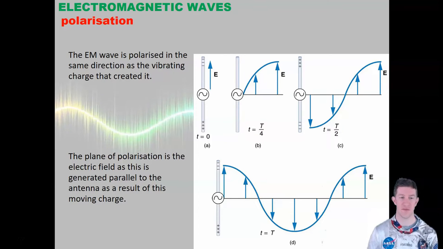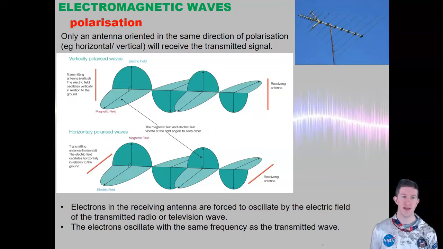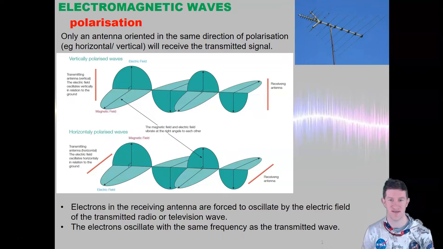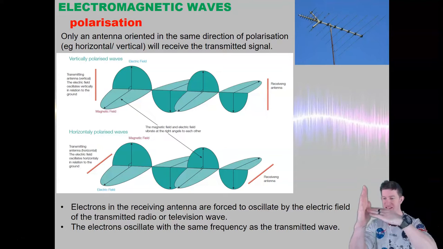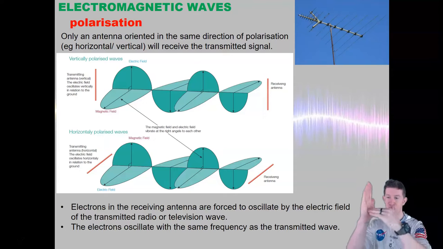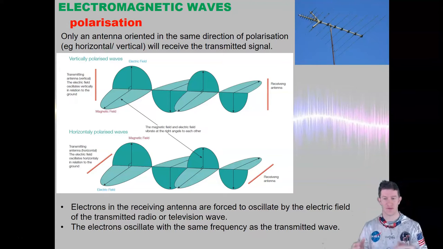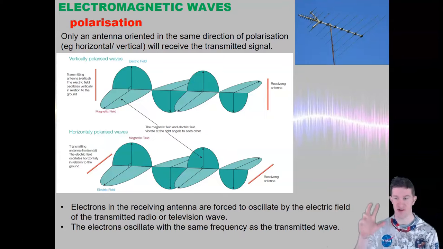So from last lesson, we talked about the plane of polarization is the electric field, as this is the generated field parallel to the antenna as a result of that moving charge. So polarization is electric field. Only an antenna oriented in the same direction is going to receive that signal, again because of that polarizing direction. Electrons in the receiving antenna are forced to oscillate by the electric field that's coming in. So we've oscillated the object, we've created the wave. As the wave comes in, it hits this receiving antenna electron and it pushes it up and down with the wave. That then induces its own sort of signal, its own sort of wave within the antenna, and that's what we get as our signal.